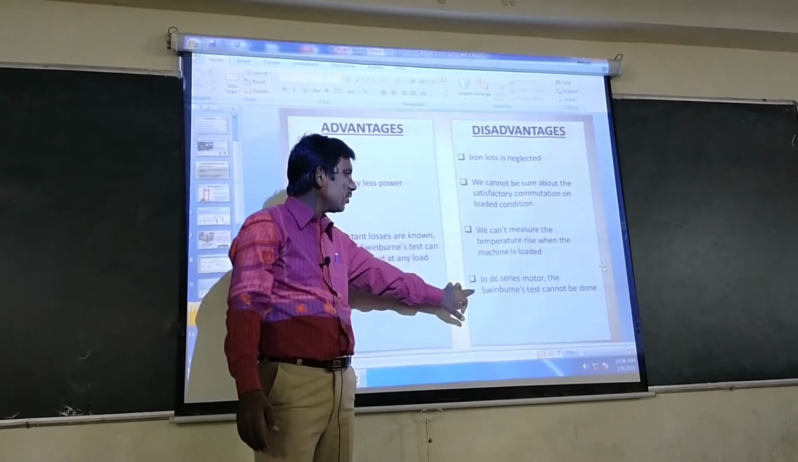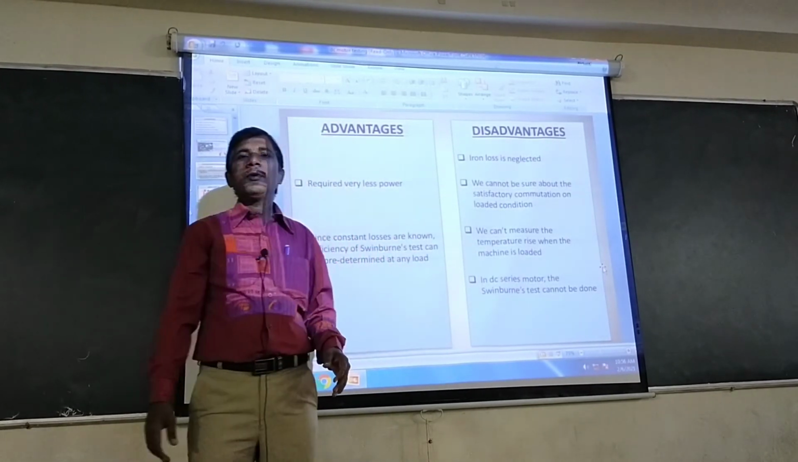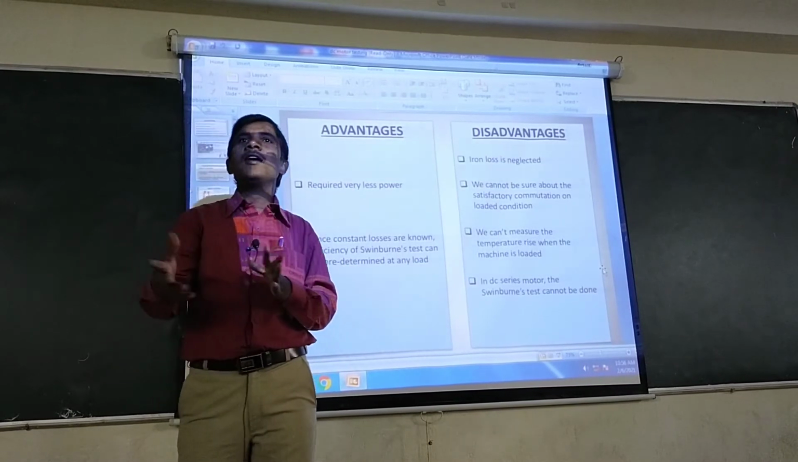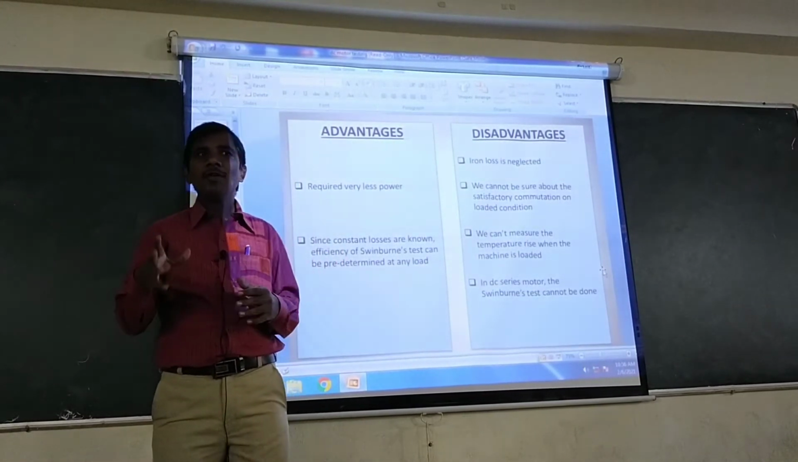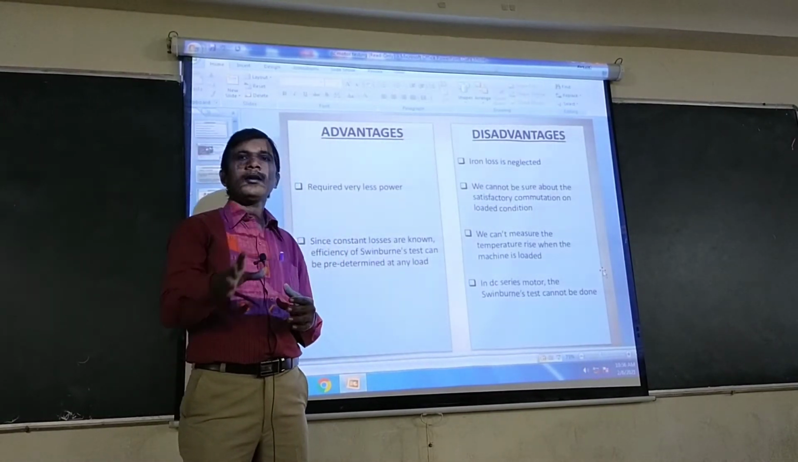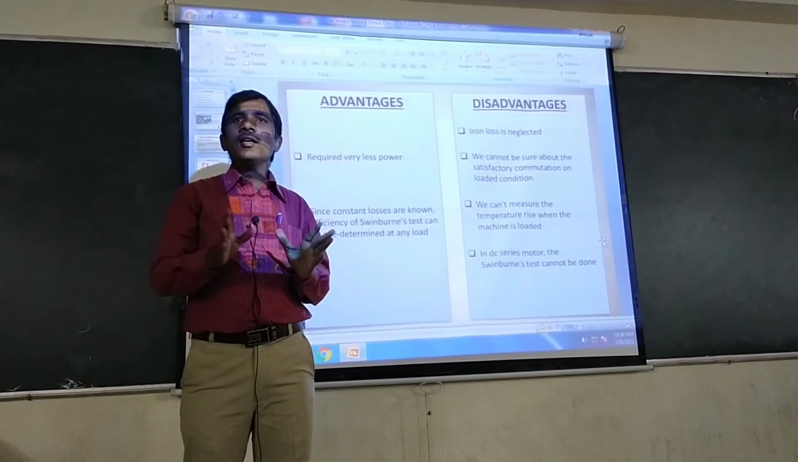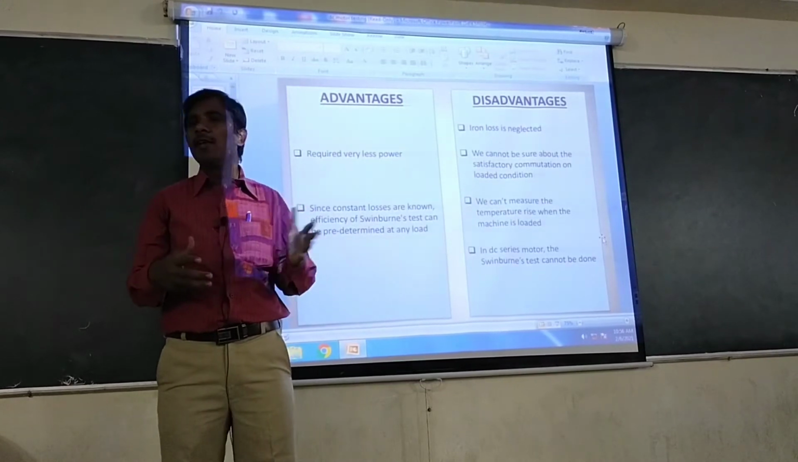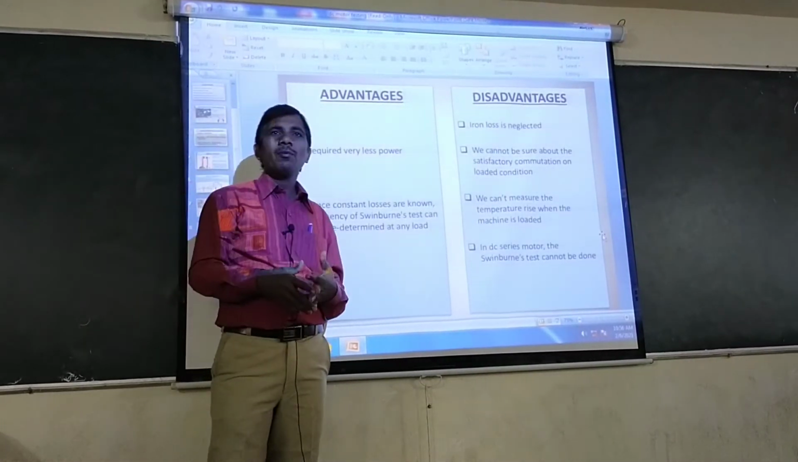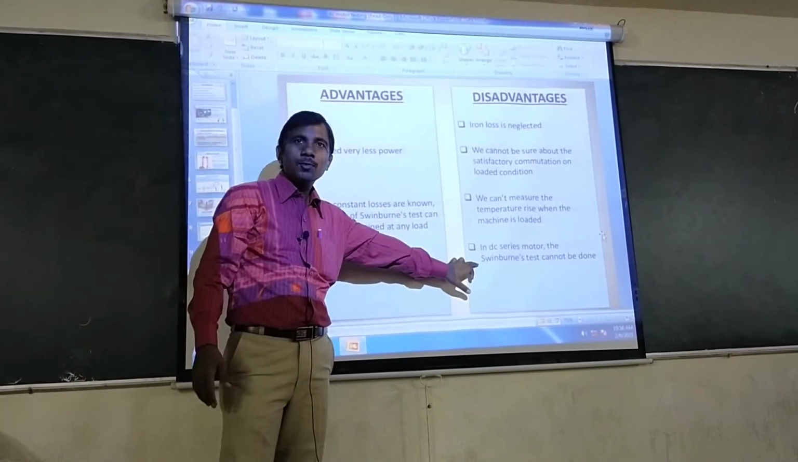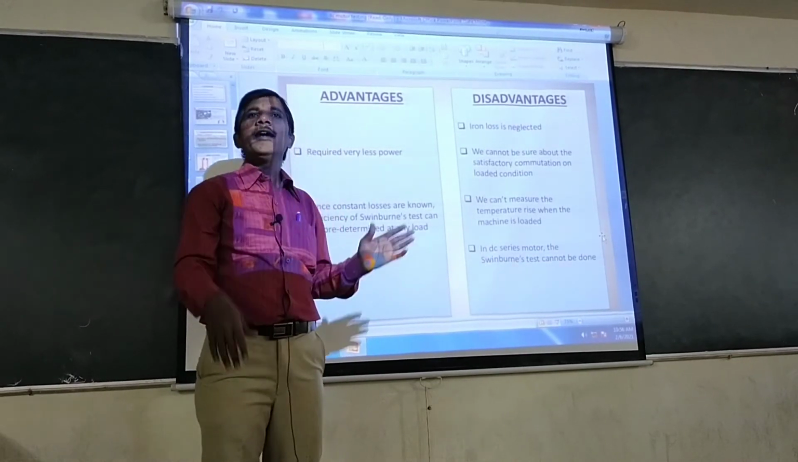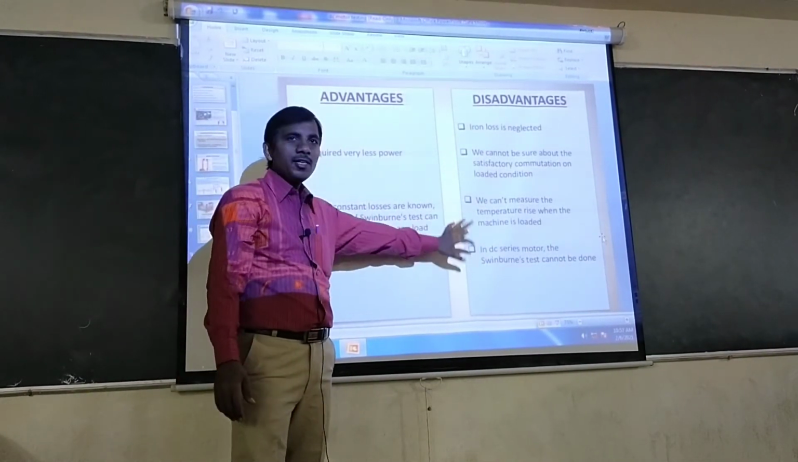In a DC series motor, Swinburne's test cannot be done, because a DC series motor cannot be run without any load. We have to run a DC series motor with load only, because torque is proportional to Ia square. In a series motor, dangerous speed is obtained at the time of starting. So Swinburne's test cannot be used for a DC series motor. These are some disadvantages.